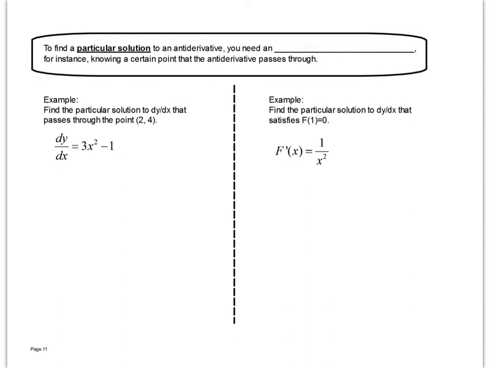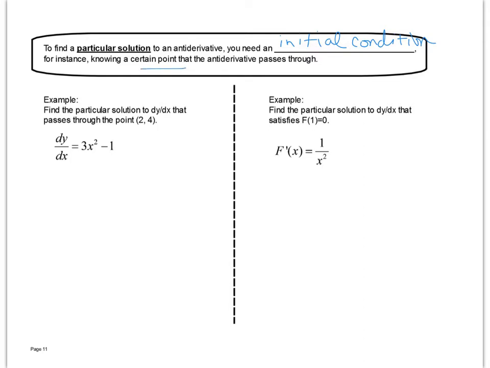All right, to find a particular solution to an antiderivative, in other words, to find out the constant of integration, you actually need an initial condition. You need one point in it. Initial condition, meaning a certain point that the antiderivative passes through.